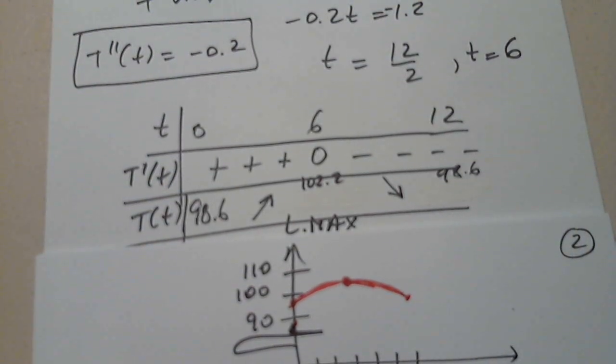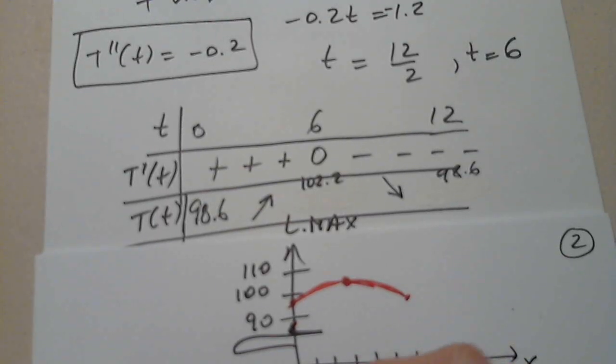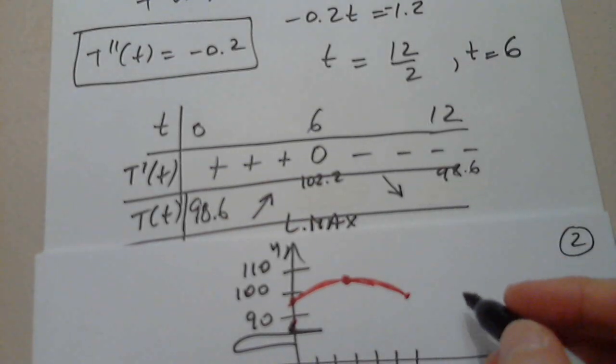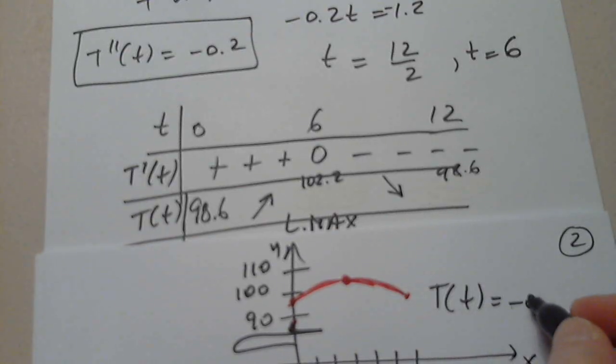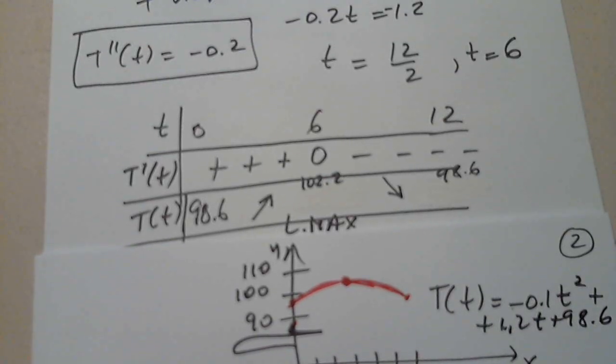And that's it. So here's the graph. If you want to graph it with a graphing calculator, you can. So I have to write the graph here. So it's T of t, negative 0.1 t squared plus 1.2 t plus 98.6. So if you want to check and graph it with a graphing calculator, that's fine. But you have to adjust the viewing window accordingly, otherwise you're not going to see anything.